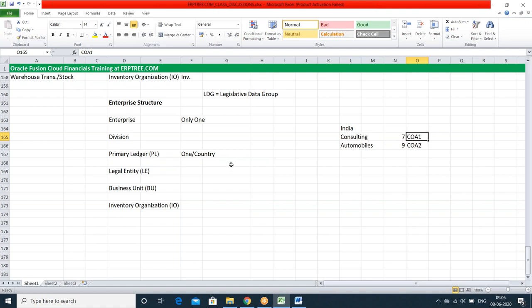Why do we have to create a primary ledger separately for each and every country? We have to maintain the separate currencies based on the country, and the legal entities based on the number of registrations.